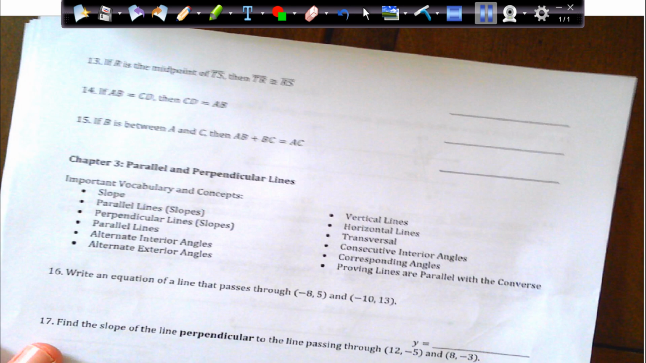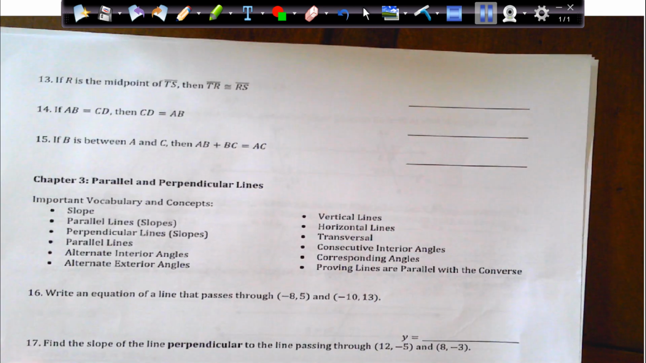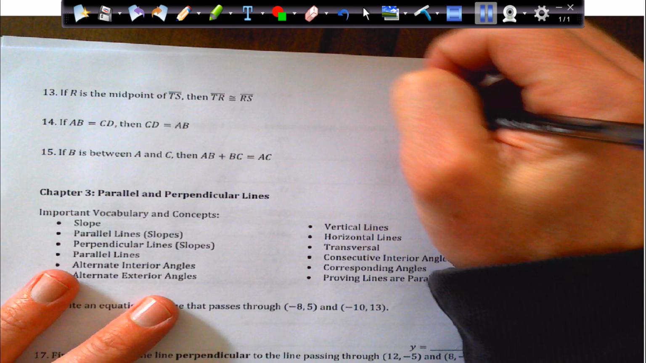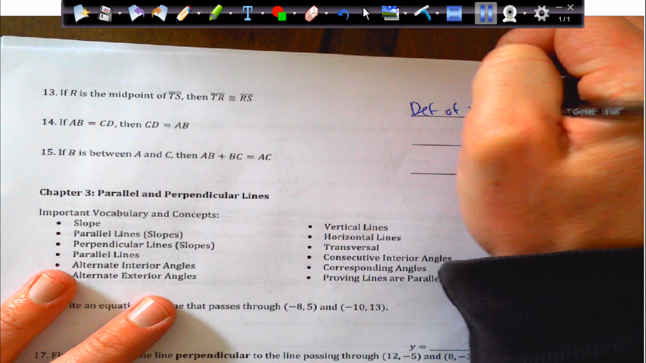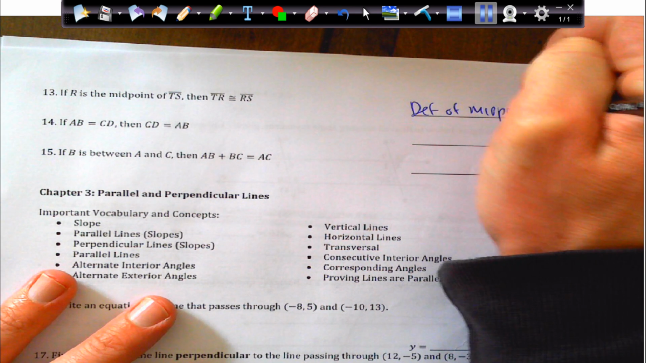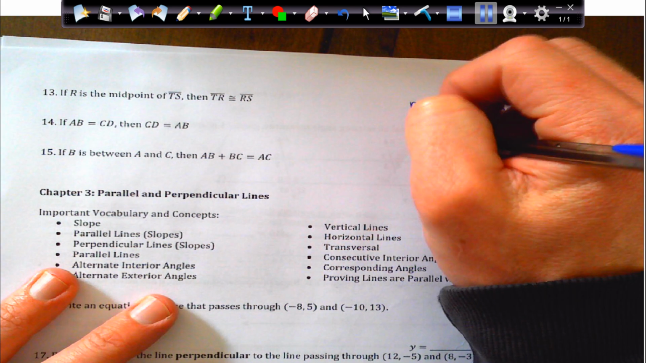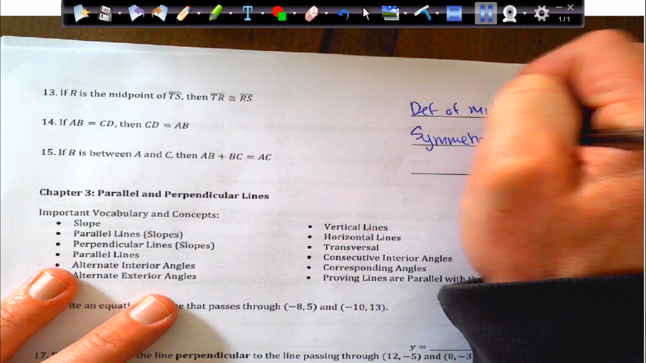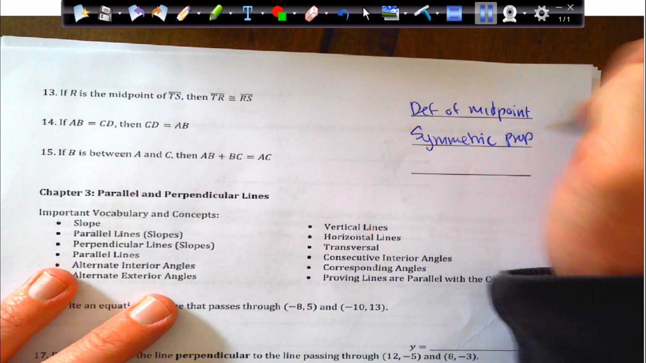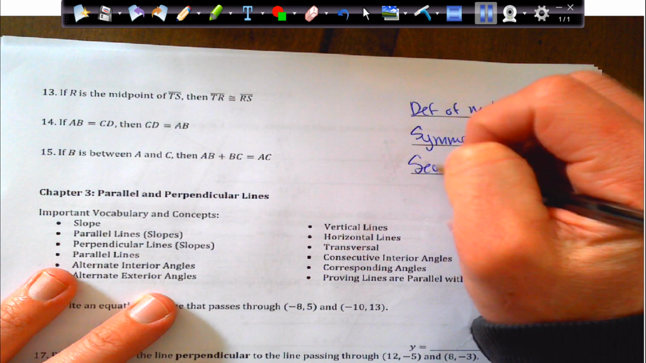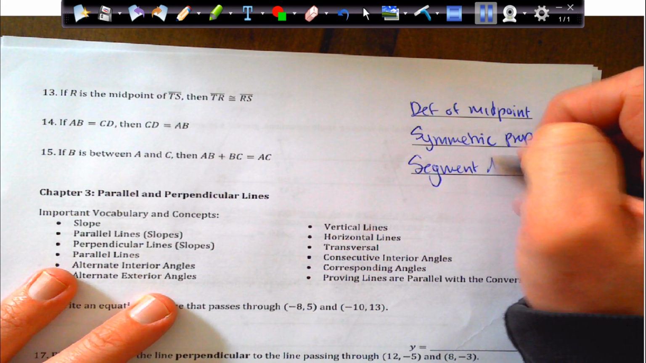13, there it is. So R is the midpoint of TS, so TR equals RS. That's going to be definition of midpoint. And AB equals CD. CD equals, that's symmetric again. So doubling up on that one. And then B is between A and C. AB equals, that's like our first problem we had, that segment addition postulate.